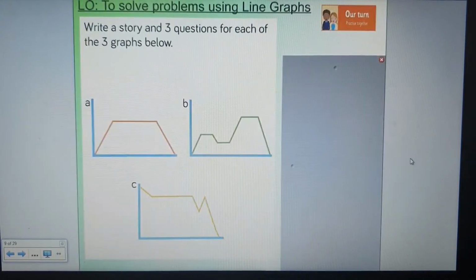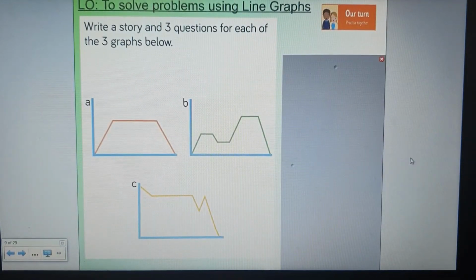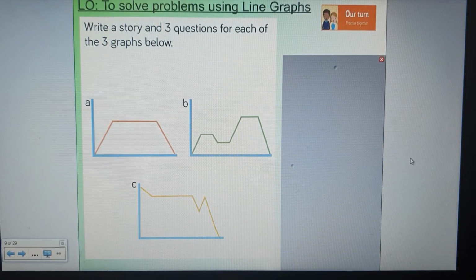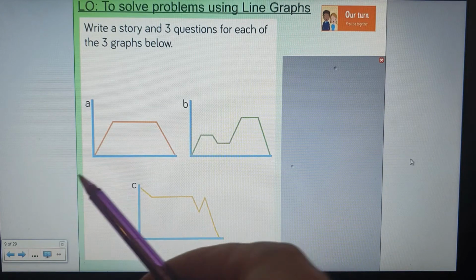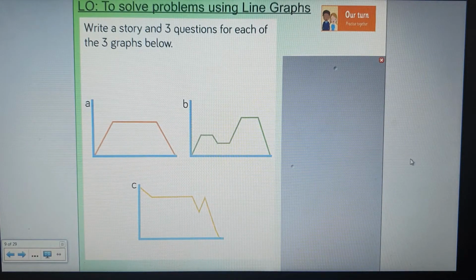Let's have a look at an hour turn. I'd like you to have a little look at these 3 line graphs. They don't have any labels, so it's up to you to think about what they could be showing. So I'd like you to write a story or write an explanation of what these line graphs could be showing, and see if you can write 3 questions for them if possible. You might only write a couple, that's fine. So pause the video and have a go now.